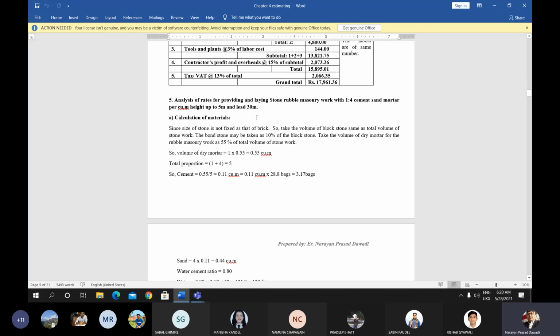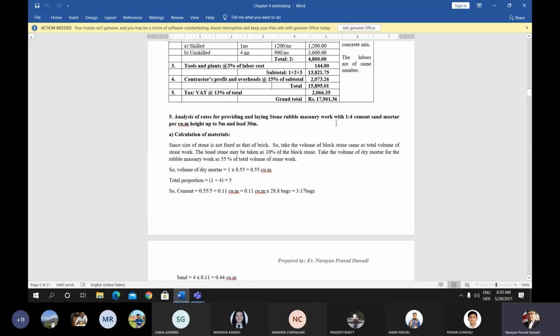All these things are included in this estimate. Now, calculation of the material. How can we calculate the material? As the size of the stone is not fixed as that of the bricks, we cannot calculate the number of rubble masonry material for the stone as the stone. The stone material cannot be calculated in numbers.